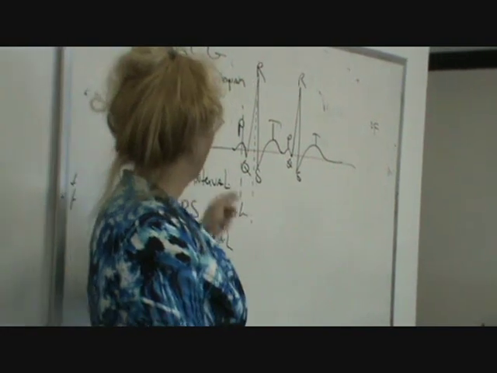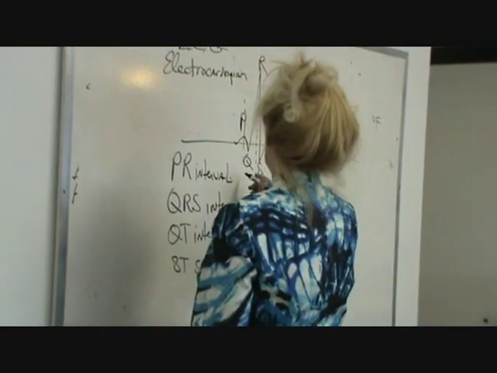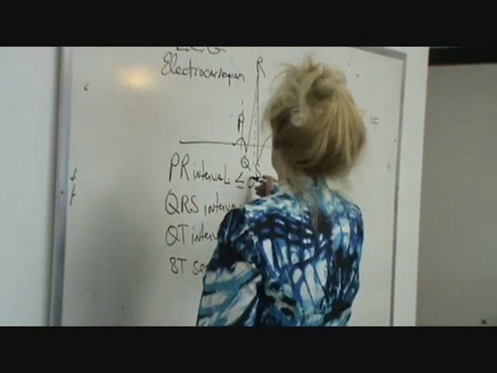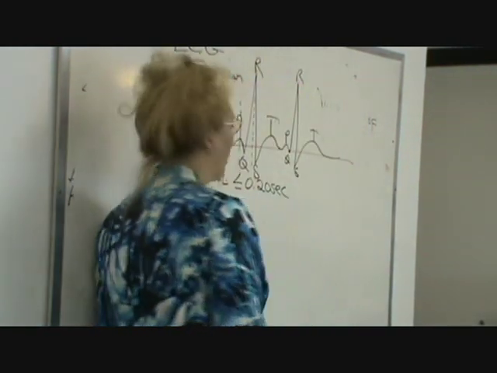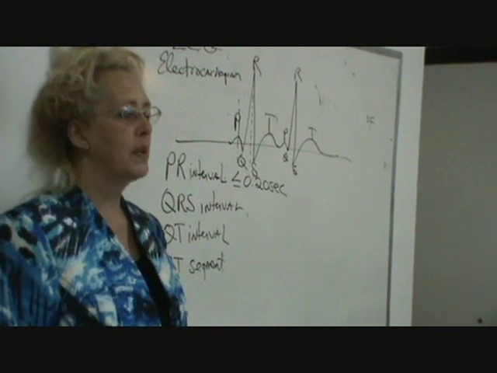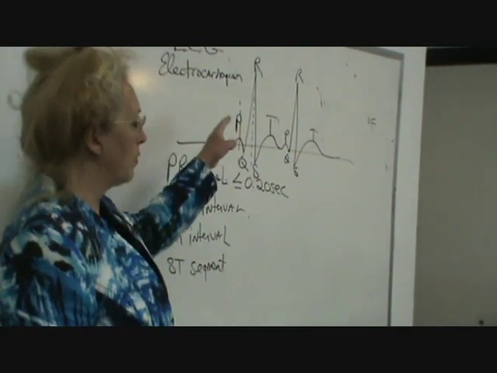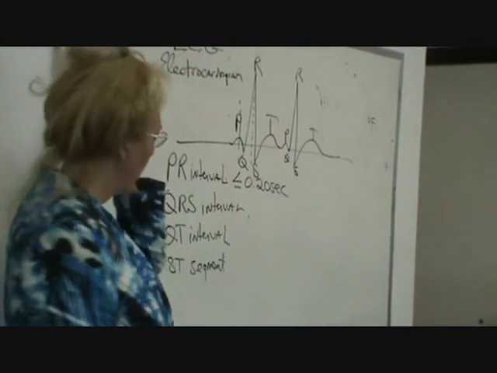If the PR interval is less than or equal to 0.20 seconds, yeah, we're doing pretty good. That should be its measurement. Now I'm going to show you how to look at the measurements in a moment.